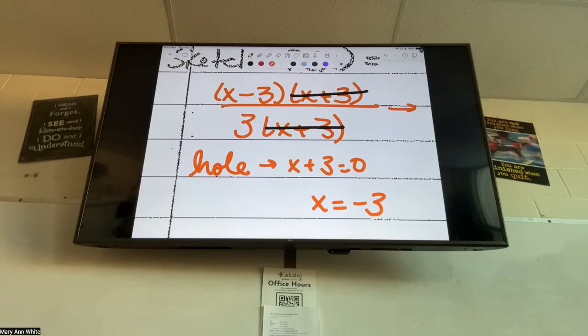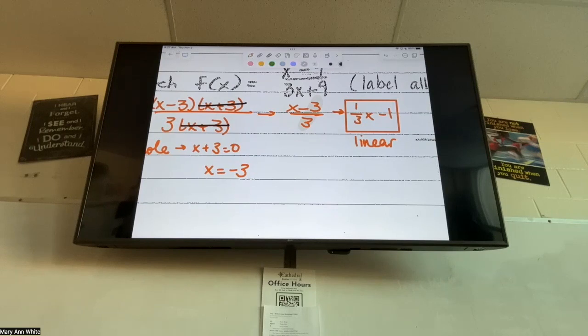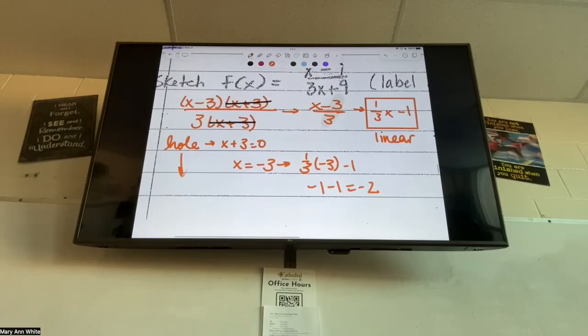Now, I don't usually make you plug in to figure out what that number is. What you can do, and what other teachers might have you do, is plug -3 into the equation up here. I generally think it will just make sense where that point is going to go, so I don't like to do that, but we can do that just to confirm it. So I can plug -3 into that, so I've got 1/3 times -3 minus 1. Well, 1/3 times -3 is -1, minus 1, which is -2. So my hole is at the point -3, -2.